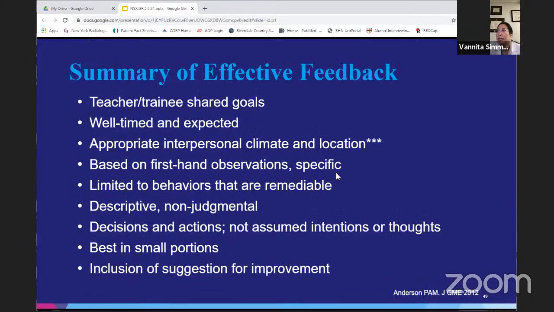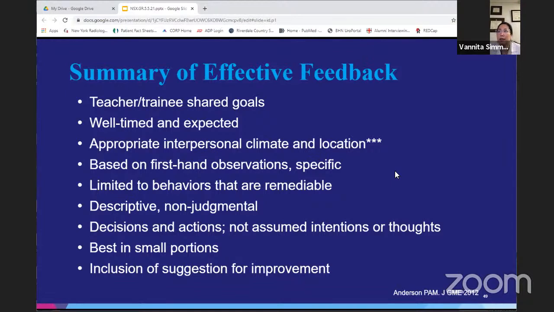So here's a summary of effective feedback: sharing goals, making sure it's well-timed and expected, an appropriate interpersonal climate and location, so that's optimizing the learning environment, based on firsthand observations. Stay away from generalizations and be very specific. Try to discuss behaviors that are remediable.